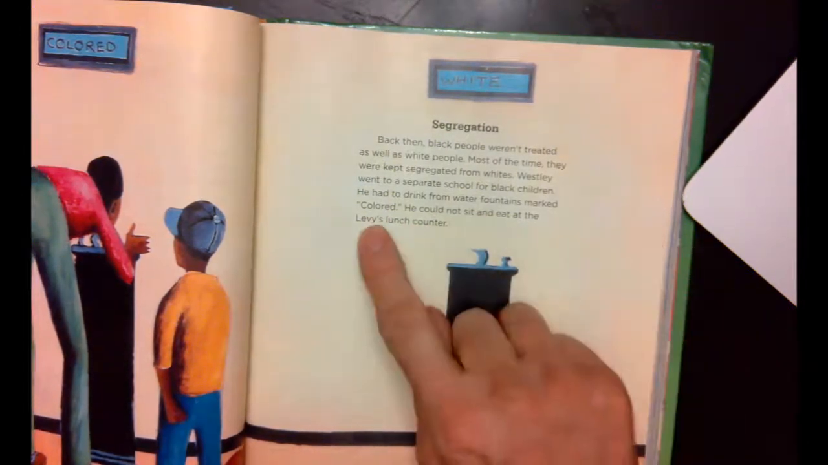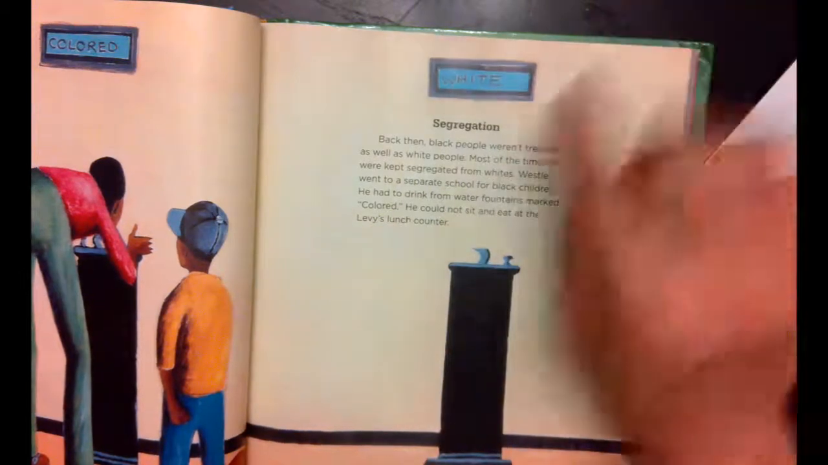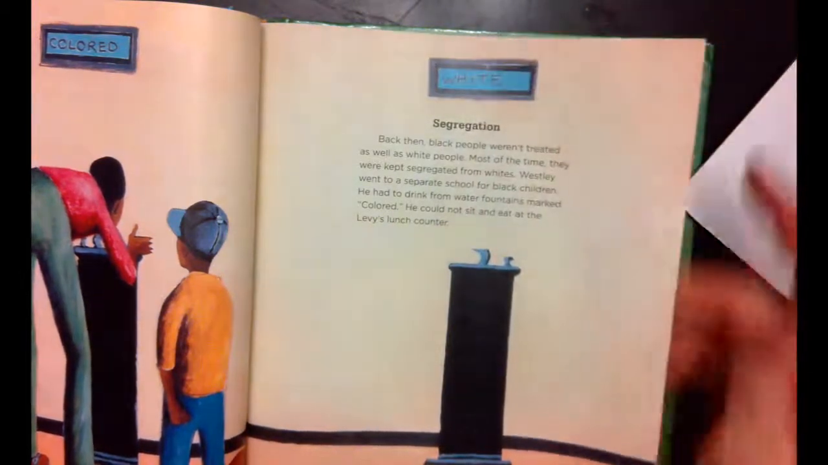So we're going back to this lunch counter at this department store. They had food in it, kind of like you'd get if you went down to IKEA. I haven't been to this new IKEA, but my family went there this year once, and they have a food court right in the middle of it. Segregation means to be separate.